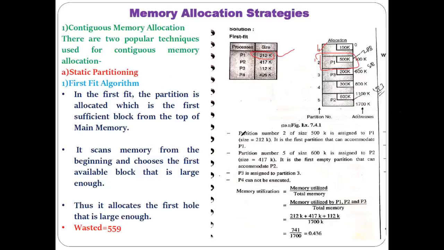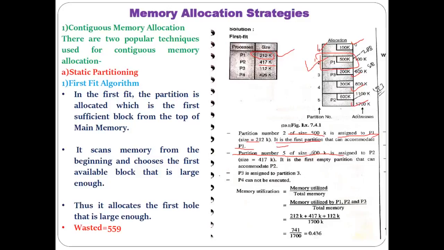Understood? That is the reason partition number 2 of size 500K is assigned to P1 of size 212K. It is the first partition that can accommodate P1. Understood? You can see you are putting P1 in this second partition. Then partition number 5 of size 600K. Now our process P2 has size 417. Can we put the 417 in the first partition? No, P1 is already put there. Can we put the 417 in P3? No. In P4? No. In P5? Yes. In partition number 5, you can put your process of size 417.